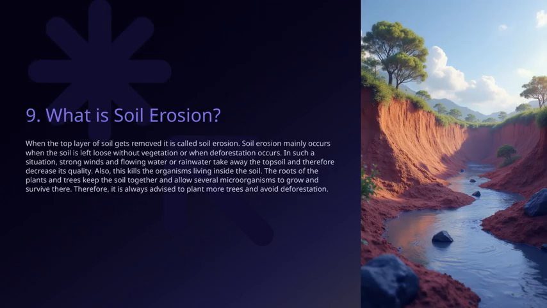Now, let's talk about what soil erosion actually is. Soil erosion happens when the top layer of soil gets removed. This is a crucial point because the topsoil is the most fertile part, essential for plant growth. It mainly occurs when the soil is left loose and unprotected, often due to deforestation or lack of vegetation.